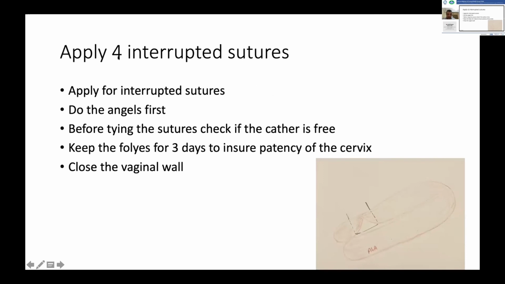Okay, apply 4 to 5 interrupted sutures. Do the angle first, as we do in the cesarean section. Before tying the suture, check that the catheter is free, that you did not take any suture through the posterior wall, so that you don't obliterate the cervical canal. Keep the Foley's for 3 days. This is my suggestion, I'm not sure about it. This will keep the patency of the cervix. Then close the vaginal wall.